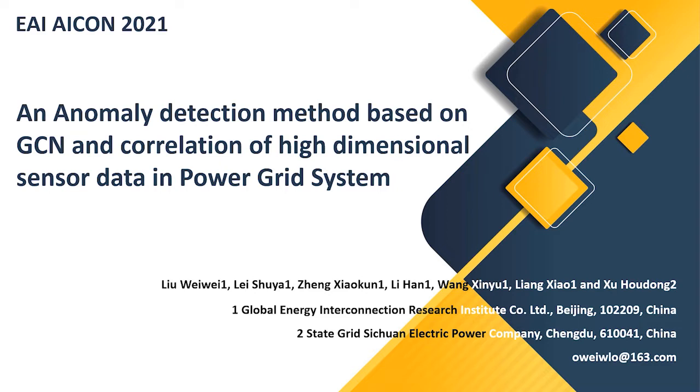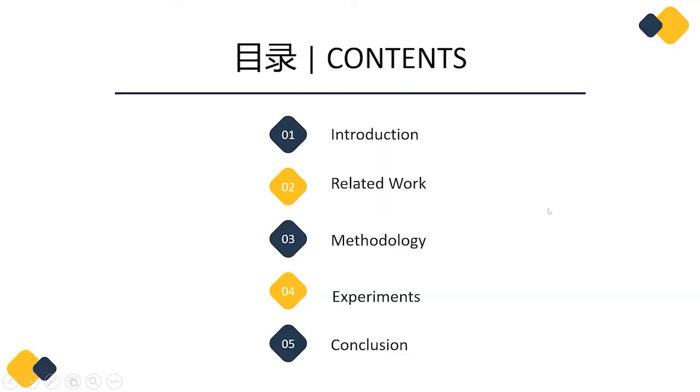Today I'd like to make a presentation to show our work, an anomaly detection method based on GCN and the correlation of high-dimensional sensor data in power grid system. The presentation includes 5 parts. They are introduction, related work, methodology, experiments, and conclusion.